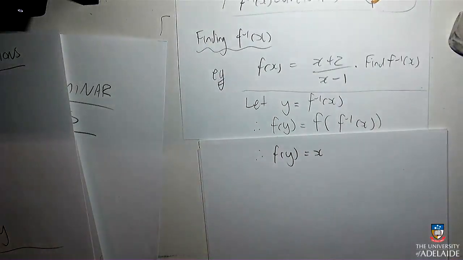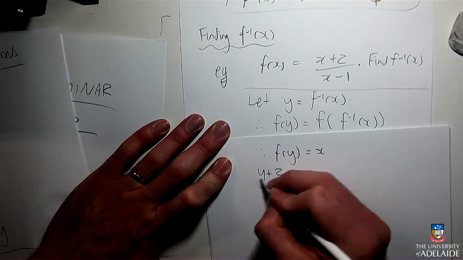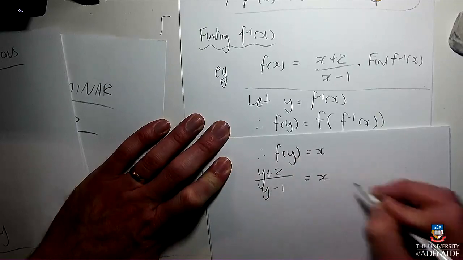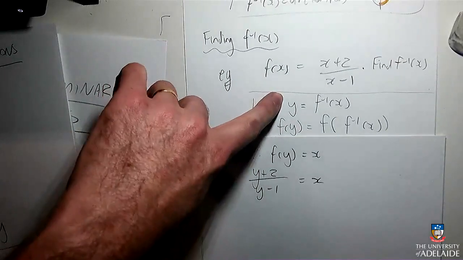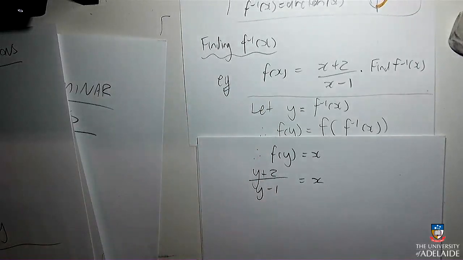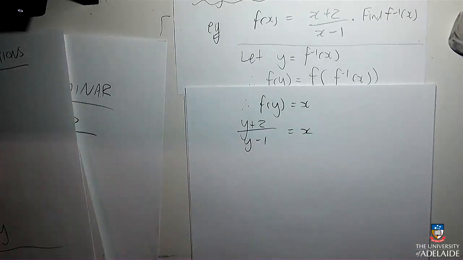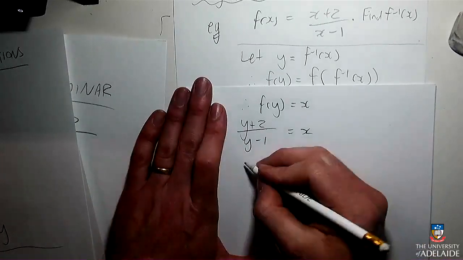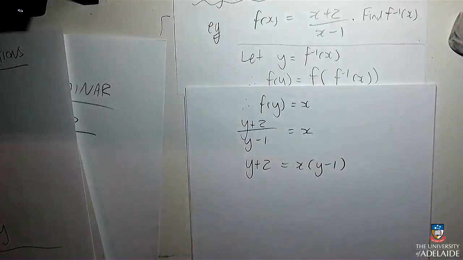But f of y is what I get when I put y into this formula. So if I want to figure out what f inverse is, I have to figure out what y is, because y is f inverse. So now I'm going to rearrange this to get y equals, and it will be the answer. Ooh, okay, most annoying thing is the fact that the y is on the bottom. And so I'm going to multiply both sides by that to get rid of that.